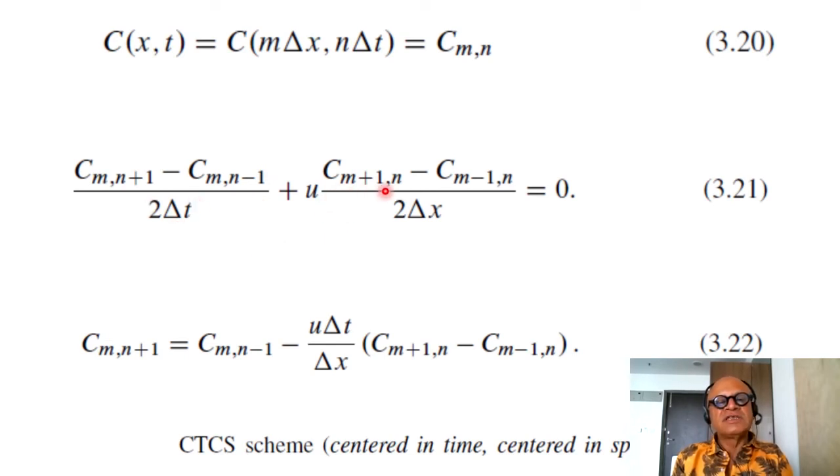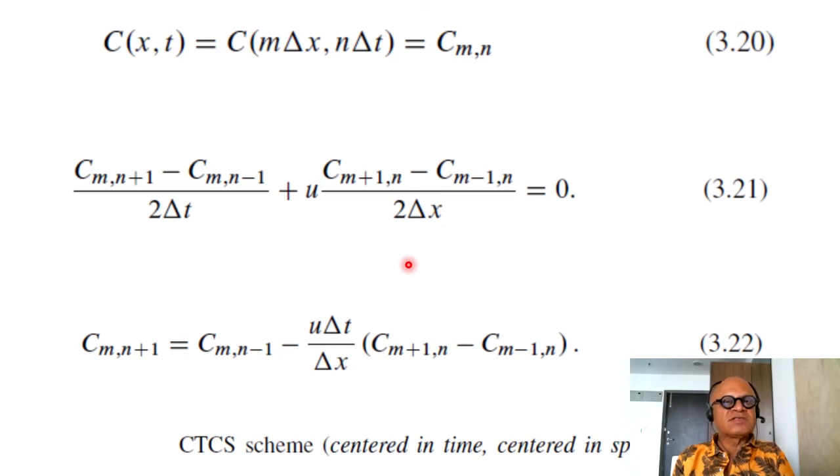This is central difference in time. Similarly, u times c m plus 1 n minus c m minus 1 n. So at time n, you're going to the previous x and forward x, divided by 2 delta x. Remember there's a 2 here because you have taken two spatial steps and two time steps in either direction, and that should be equal to 0. So you solve for the next time step as the previous time step minus u delta t over delta x, solution at m plus 1 minus solution at m minus 1, at n. This is referred to as CTCS, centered in time and centered in space.